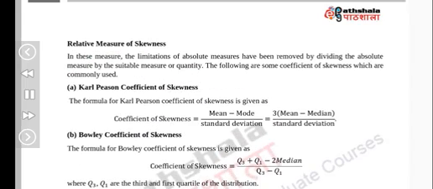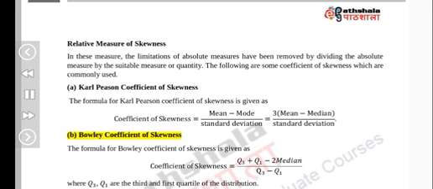Relative measure of skewness. In these measures, the limitations of absolute measures have been removed by dividing the absolute measure by a suitable measure or quantity. The following are some coefficients of skewness which are commonly used. A. Karl Pearson coefficient of skewness. The formula for the Karl Pearson coefficient of skewness is: coefficient of skewness equals mean minus mode divided by standard deviation, which equals 3 times mean minus median divided by standard deviation.